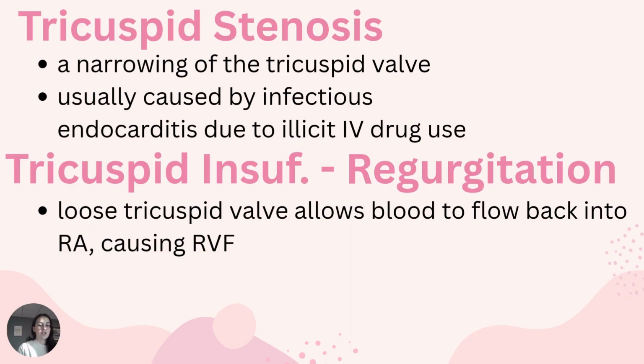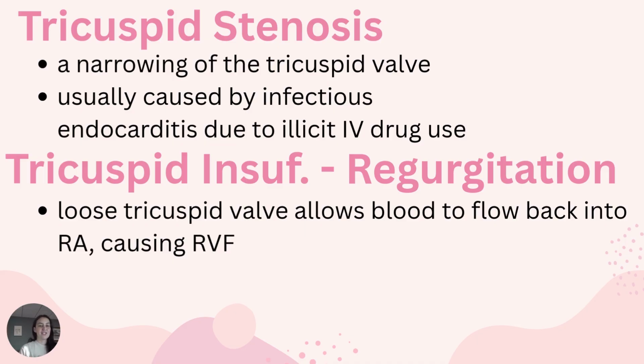And then tricuspid regurgitation: the loose tricuspid valve allows blood to flow back into the right atrium, causing right ventricular failure because your right ventricle has to work so much harder. It's going to become hypertrophied, all that fun stuff. And your regurgitation is going to cause increased hydrostatic pressure into the superior vena cava, and it's going to cause peripheral edema. So this one was kind of redundant.